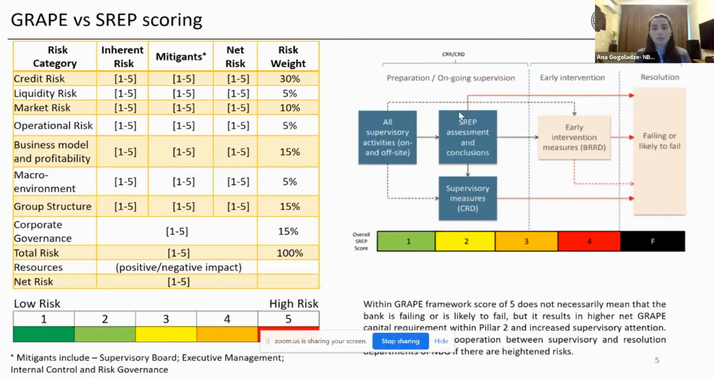The score starts from 1 to 5, and 1 means the lowest risk and 5 corresponds to the highest risk. The first step, as I said, is that we have to assess the mitigant and the inherent risk, and then the final net risk score. To compare the GRAPE process to SREP scoring, in the case of SREP scoring, there are only points from 1 to 4.